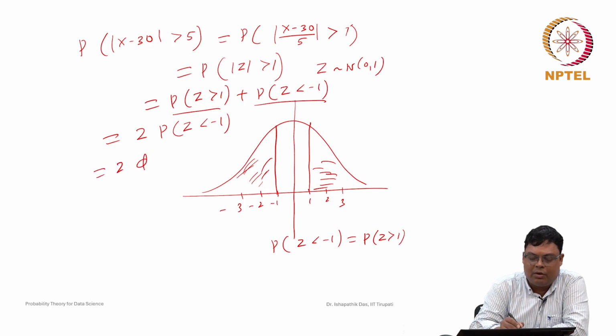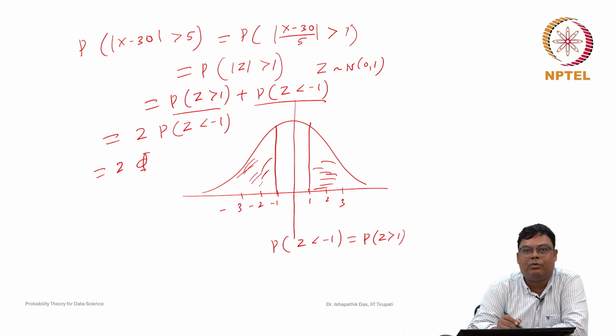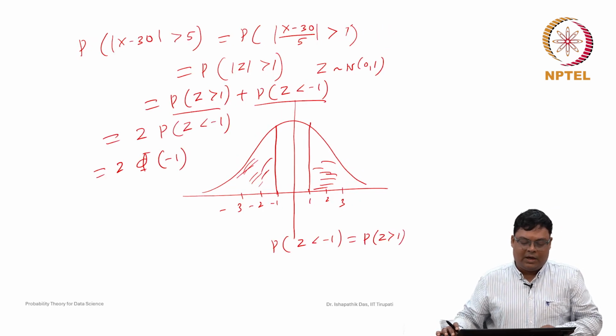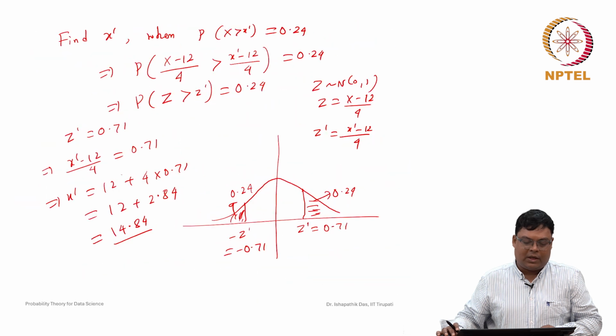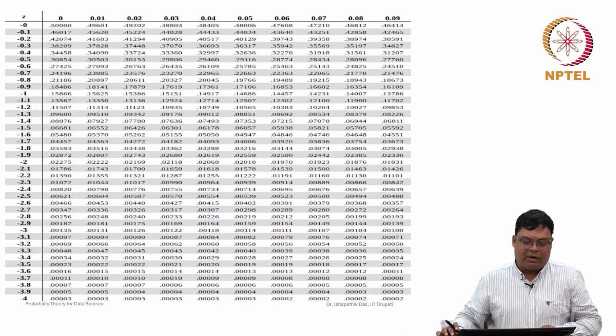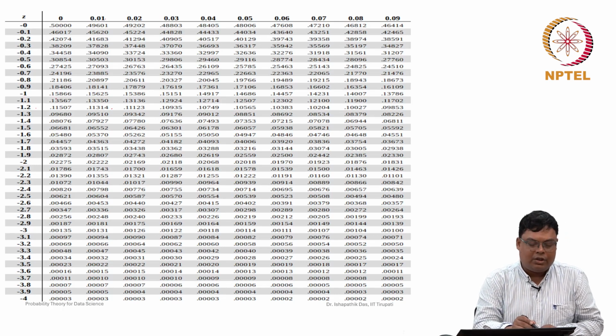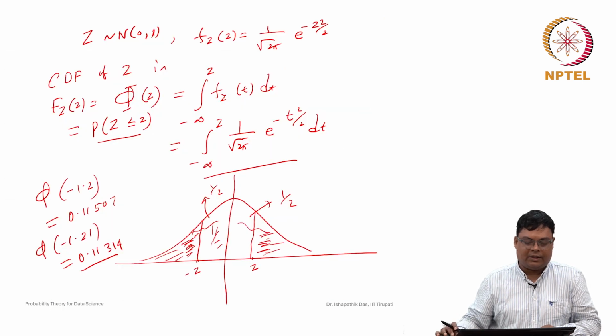So, this is nothing but 2 into phi, where phi is the cumulative distribution function of the standard normal variate. So, it is 2 into phi of minus 1. This value of phi of minus 1 we can find from the table. So, z less than minus 1: from the table you can find minus 1 here, and this value is nothing but 0.15866.